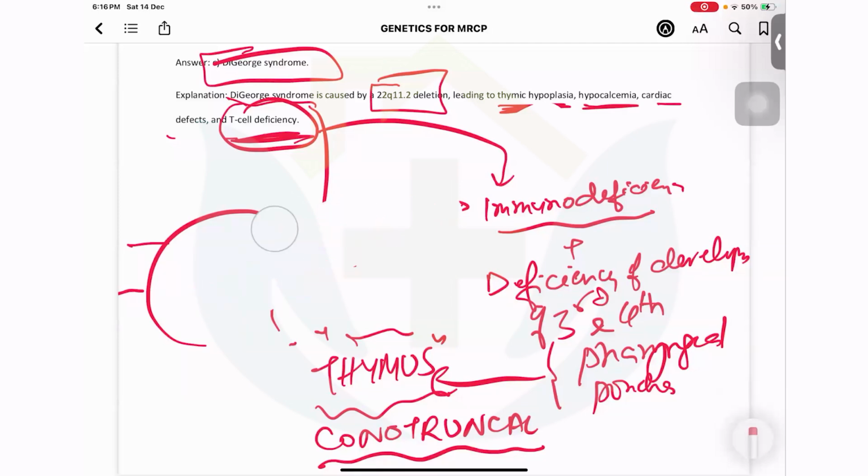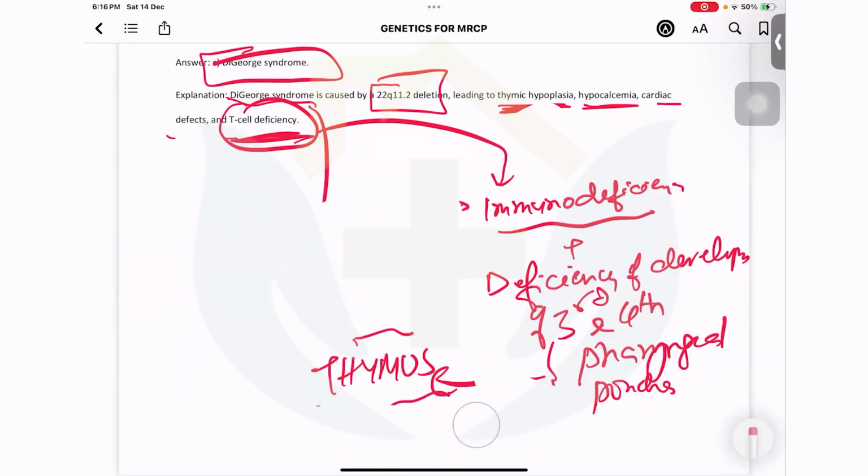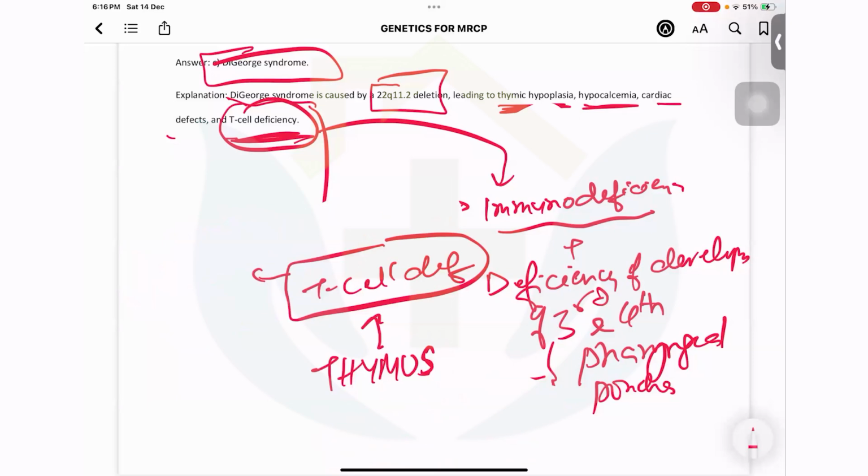Then thymic hypoplasia will lead to what kind of deficiency? Which cells will be deficient? In thymic hypoplasia, the thymus is known for T cells, so there will be T cell deficiency in this condition. And if somebody is T cell deficient, they will be prone to which infections? Viral infections, fungal infections, and also tuberculosis and atypical infections. So these are the problems of T cell deficiency.